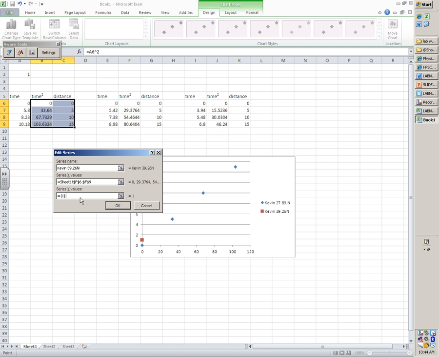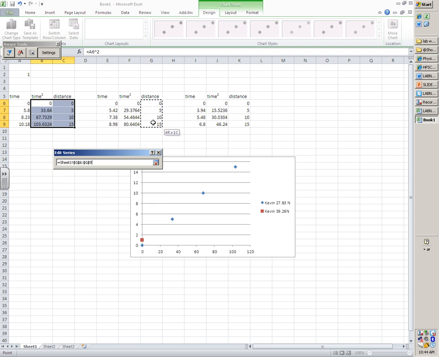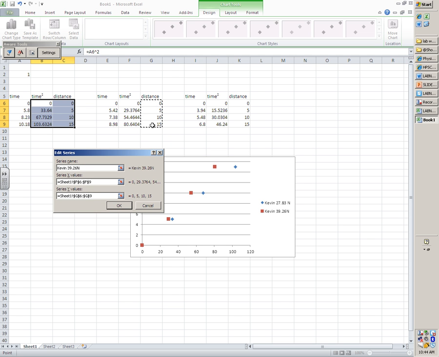Then when you come down to the next box, it says series y values. First thing I'm going to do is delete everything that's in there, because if you don't, it kind of messes everything up. Then I'm going to highlight these four distance values, because that's what I want on my y-axis. And if you look down at the graph, it added another set of boxes. These are the red squares. Does that make sense? Okay.